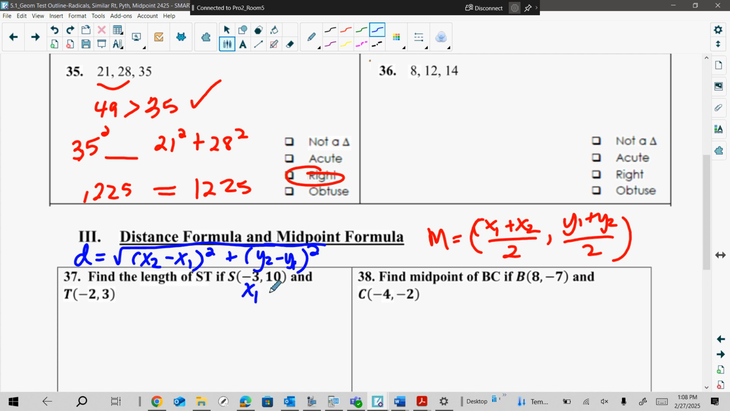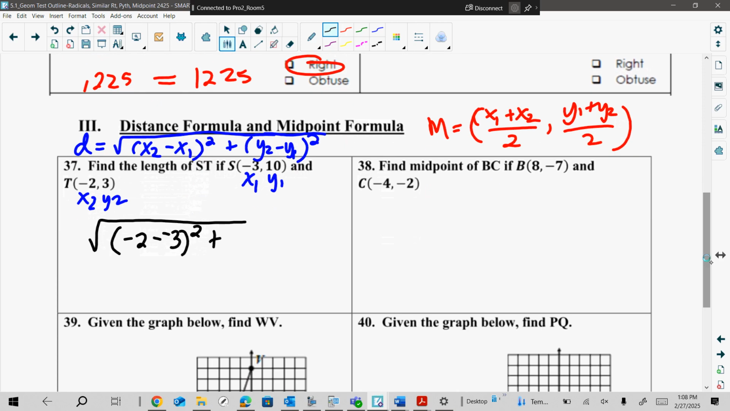So this is your x1 and your y1, and your x2 and your y2, showing that you can set it up and put it in the right form and simplify this. So in the first grouping, your x2 would be -2 minus the -3, parentheses squared. Then you would have 3 minus 10, parentheses squared. You need to simplify each grouping first and then square it.